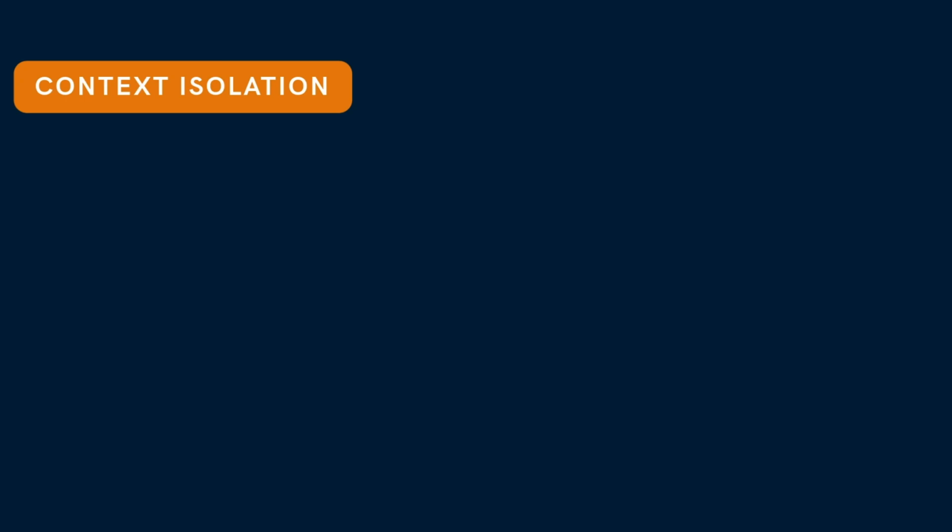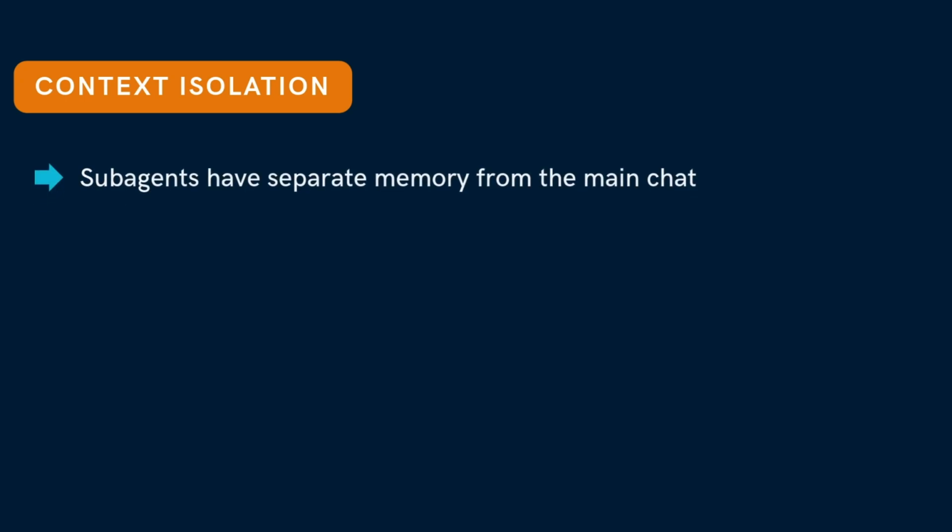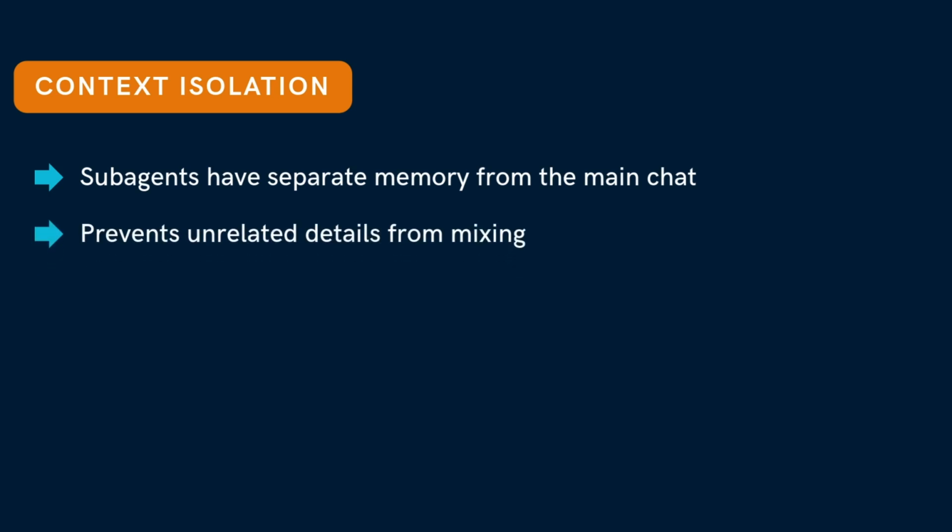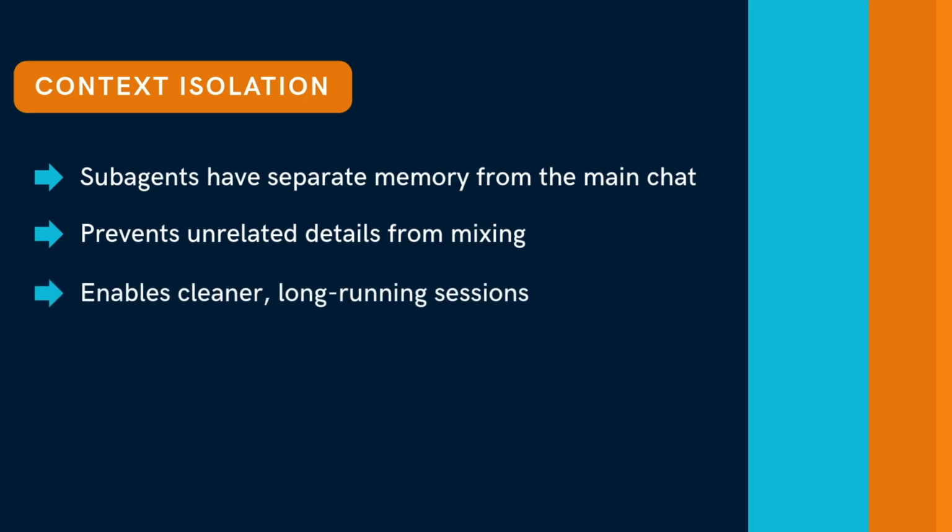Each subagent has its own memory, separate from your main chat. That means information from one task doesn't mix with another. This helps keep your work clean and organized. Even long projects stay easy to manage over time.